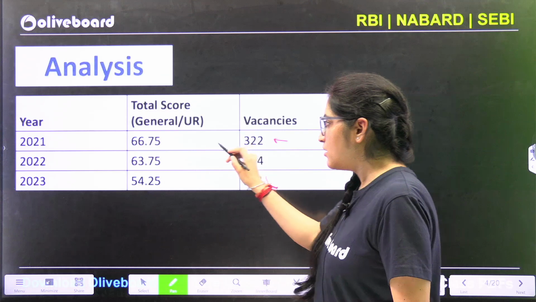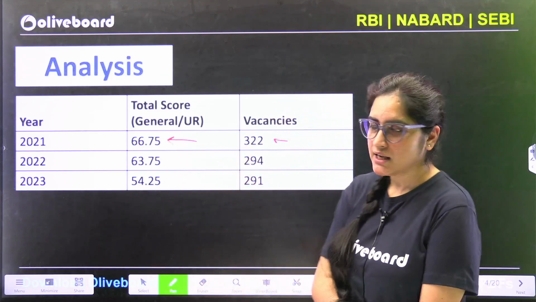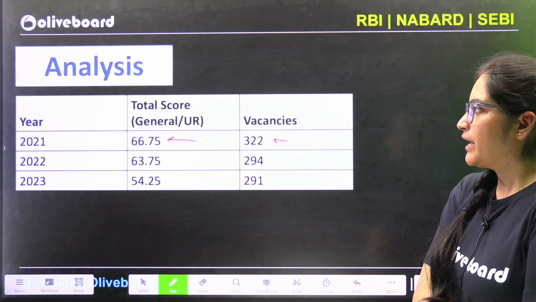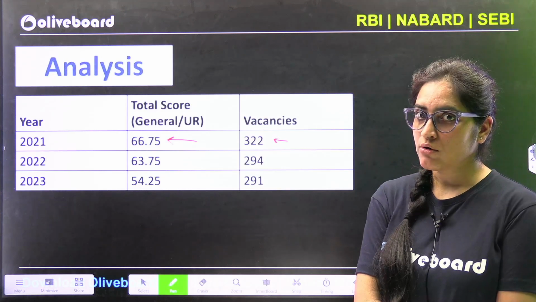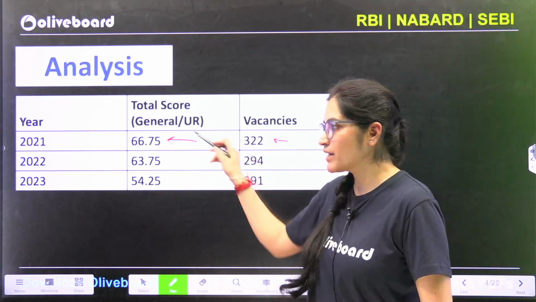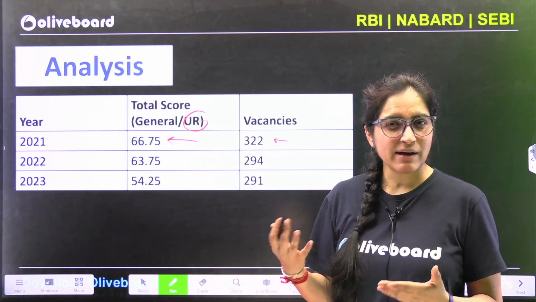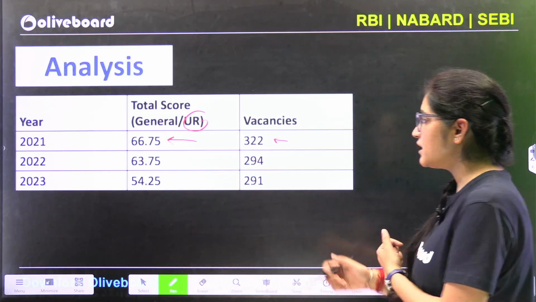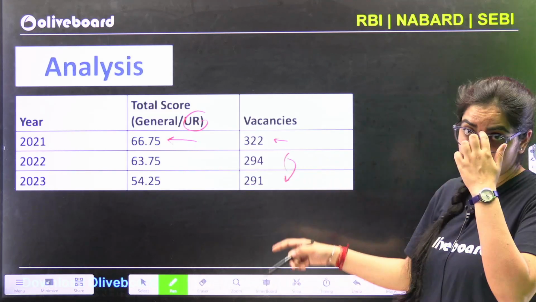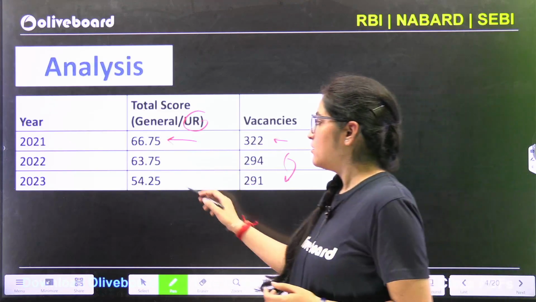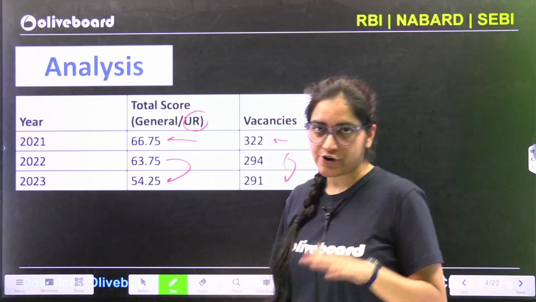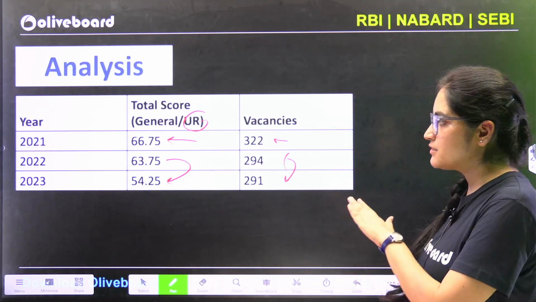In 2021, but you can see the aggregate score or the total score for UR category was also higher. So that means paper might be easier. But if you will see in the last 2 years, when the vacancies were more or less same, the aggregate score dropped down significantly, and it's a good drop.